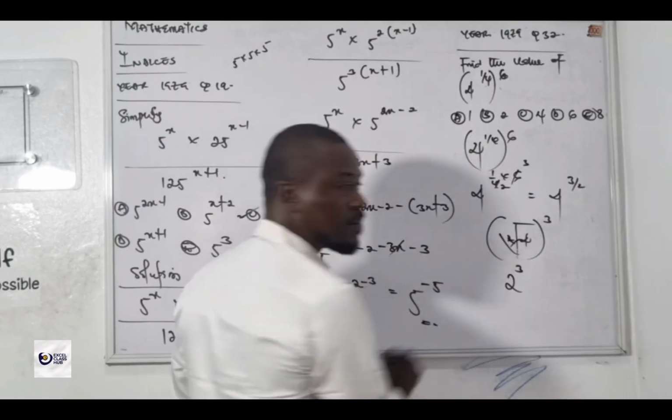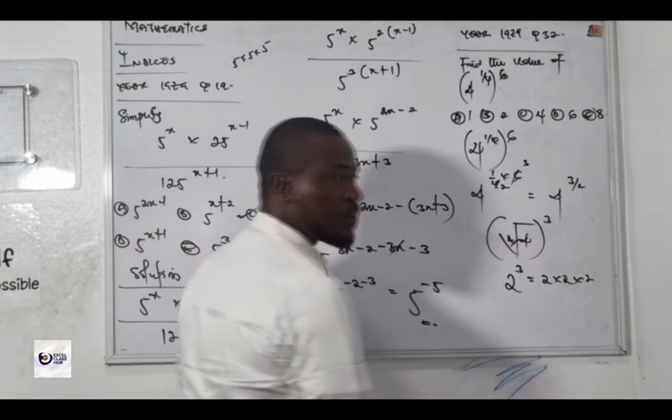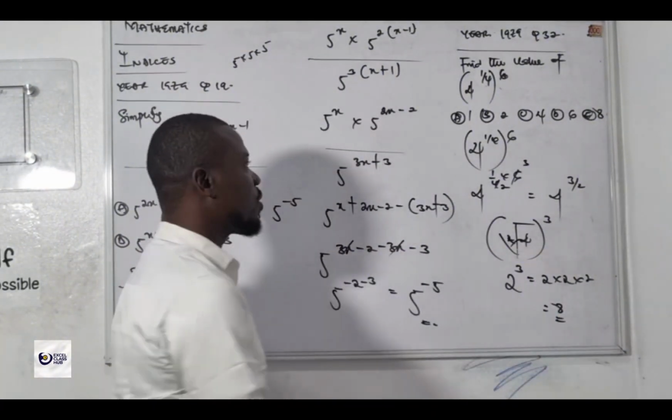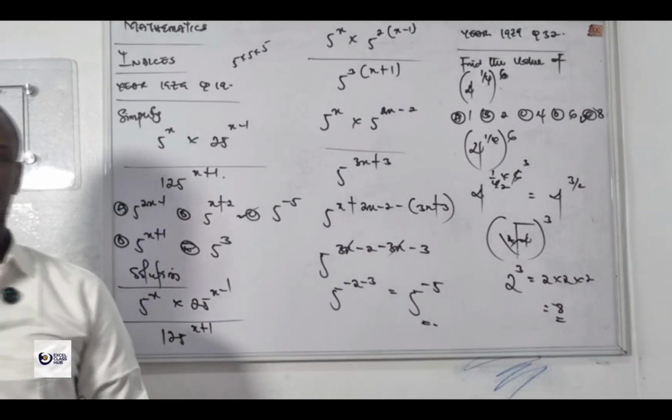So all these things here change to 2. I have 3 here. So 2 raised by 3 means 2 times 2 times 2. So 2 times 2 is 4, and 4 times 2 is 8, which is the correct answer, which is option E. 8 is the correct answer.